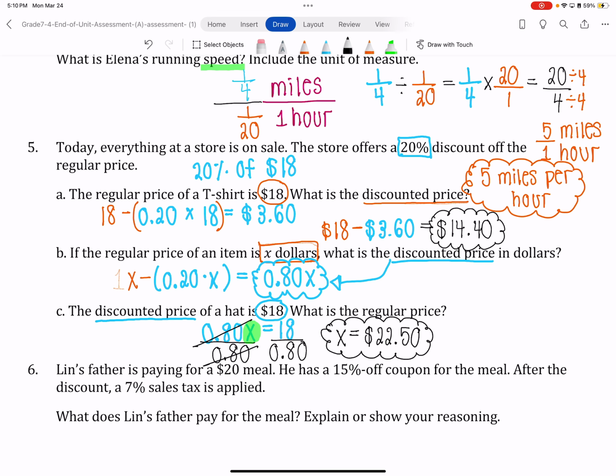And we can also check our work here by taking $22.50 and multiplying it by 20%, and then subtracting that amount from 22.50 to get $18 again. So I will show you the check as well. Let's just say that we now know the regular price is $22.50, right?